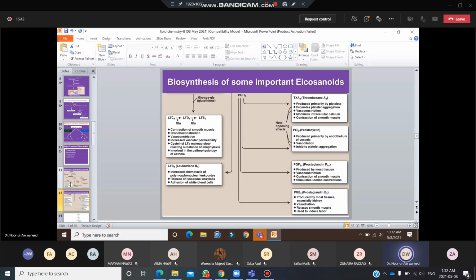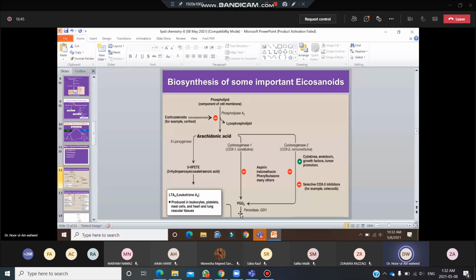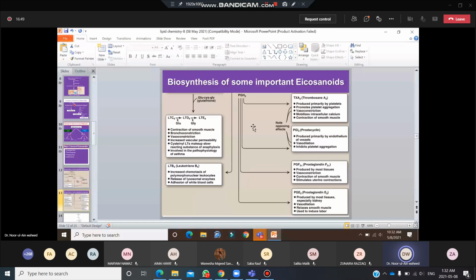Now, by the action of cyclooxygenase and peroxidase, first PGG2 is formed, and then PGH2 is formed. PGH2, prostaglandin H2, gives rise to thromboxane A2, prostacyclin or PGI2, PGF2 alpha, prostaglandin F2. If I say PG, it means prostaglandin. Then PGE2, prostaglandin E2. So these four prostanoids are synthesized after PGH2 is formed.